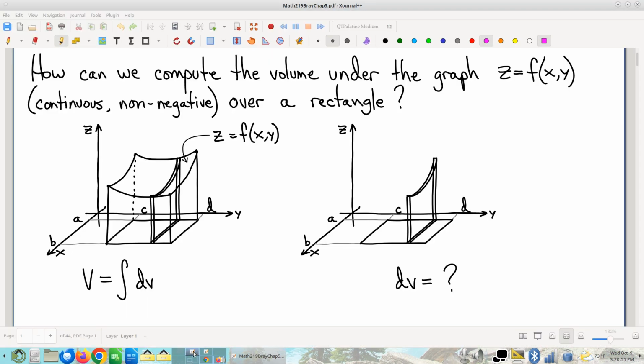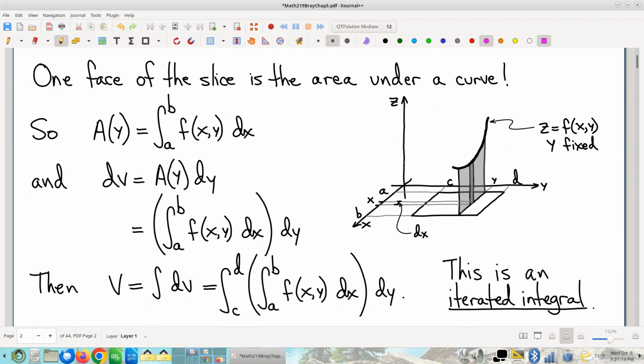Okay, off we go. So here's where we were last time. We were asking this question about how can we compute the volume under a graph, right? And so broad strokes, the big idea was to look at slices, to recognize that slices have a cross-sectional area that you can compute. That cross-sectional area is in fact just an integral, and so we end up with an integral of an integral, right? And thus the term iterated integral.